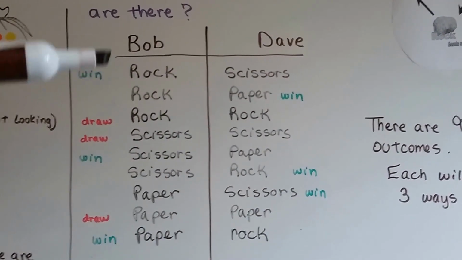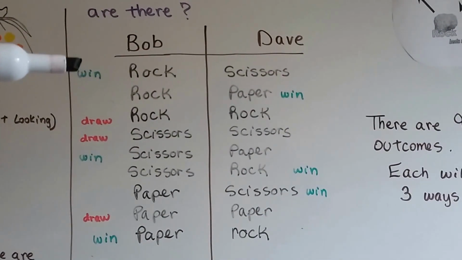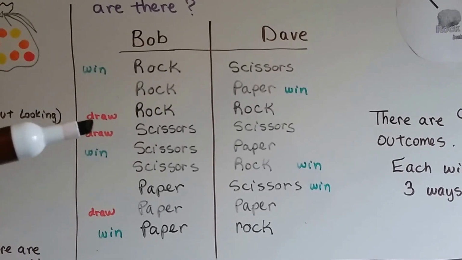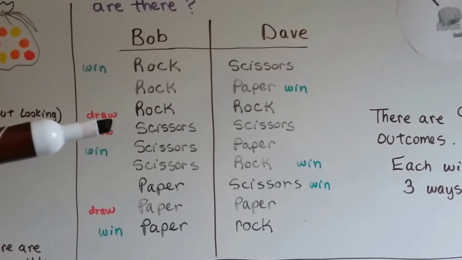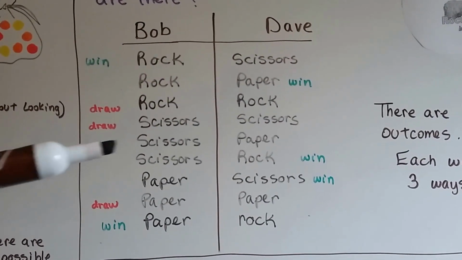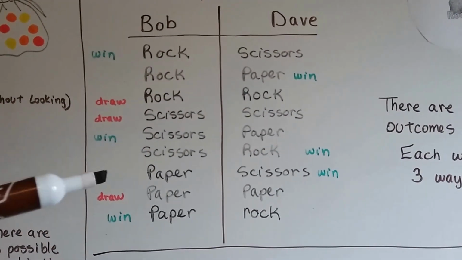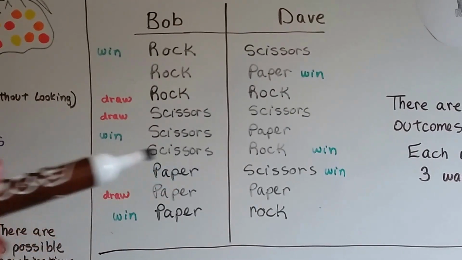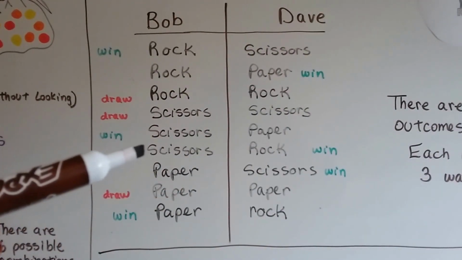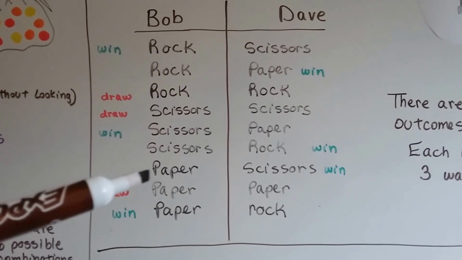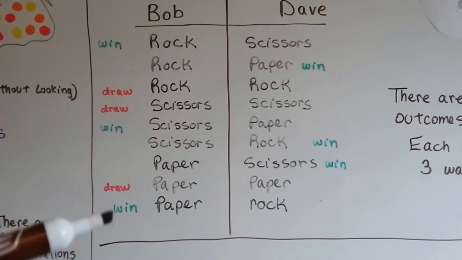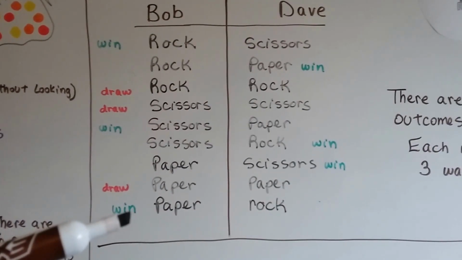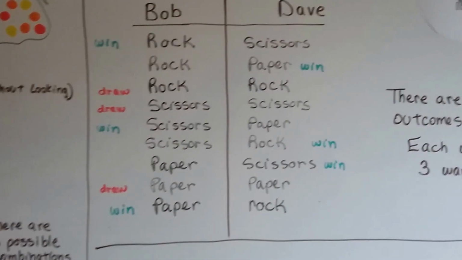Bob makes a rock, Dave makes a scissors, and Bob wins. Then Bob does a rock, and Dave does a paper, and he wins. Then they both do rock, and then they both do scissors, and then Bob does scissors, and Dave does paper, so it cuts it, he wins. Then Bob does scissors, and Dave does rock, so he wins because it breaks the scissors. Then Bob does paper, Dave does scissors, and he wins. And then they both do paper, so nobody wins. And then in the end, Bob plays paper, Dave plays rock, and Bob wins.